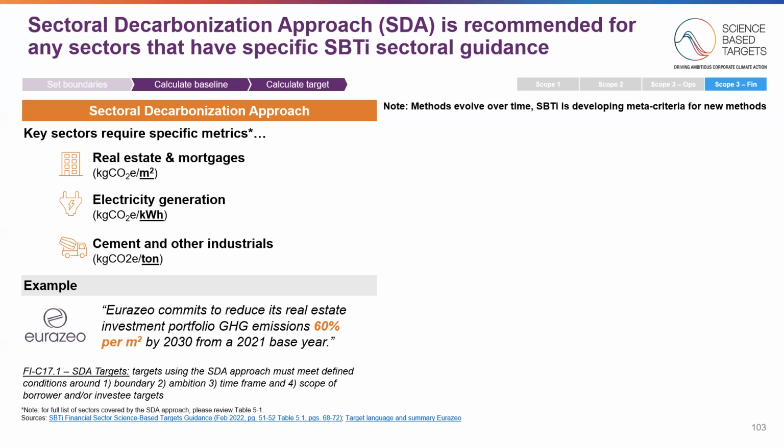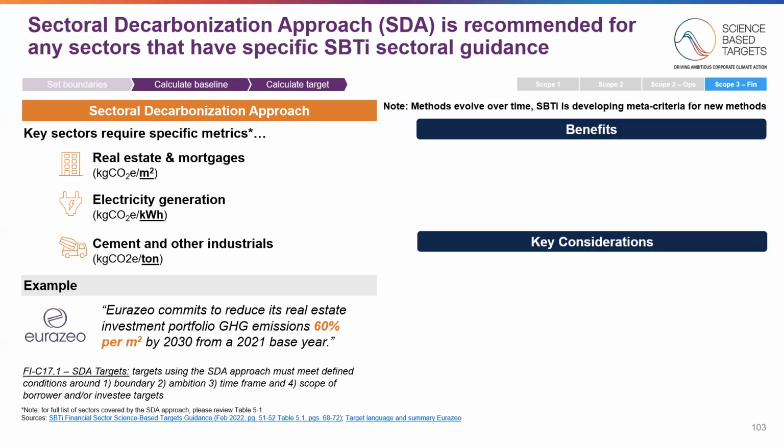Now let's discuss the benefits and key considerations of this approach. Sectoral decarbonization approaches are well regarded and prominent, given the wide and growing adoption of SBTs in the real economy. In addition, the standardization of the core metric, such as emissions per ton of product, makes it easier to compare within a sector. Additionally, a key benefit for financial institutions is that SDAs can simplify decision-making. A financial institution can apply it for all applicable industries within the specific sector.